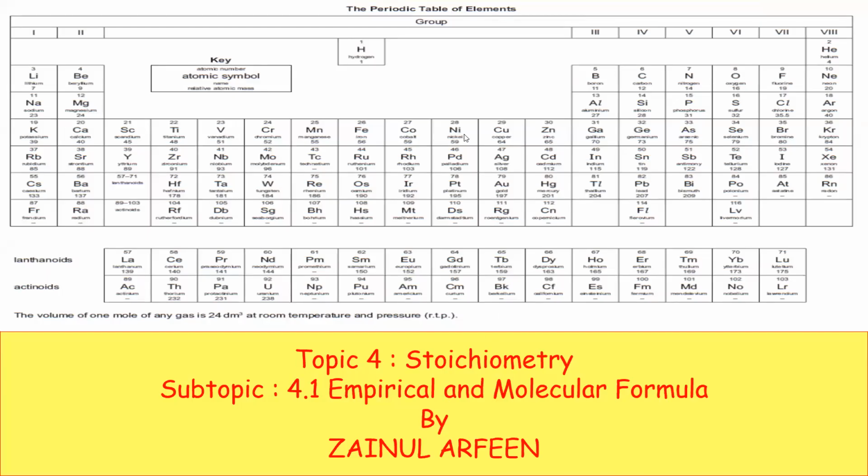So we discussed this topic, empirical and molecular formula, yesterday. The empirical formula is the formula which represents the simplest ratio between the atoms, whereas the molecular formula represents the actual number of atoms. And how can we find the empirical formula? From the mass or the percentage.